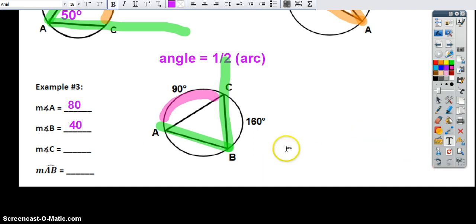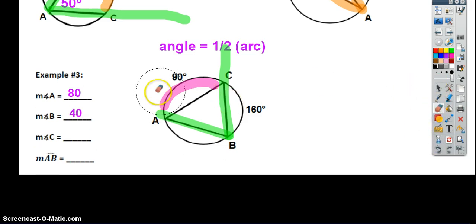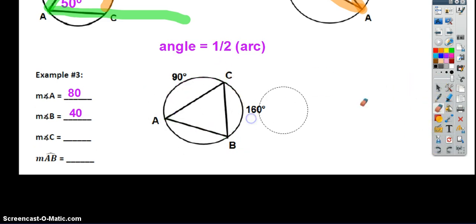Okay, now, if I know that angles A and B are 80 and 40 respectively, then this whole triangle is just angle A plus angle B plus angle C. So that's three angles. They have to add up to 180. 80 plus 40 adds up to 120. So that tells me that this third angle has to be 60.